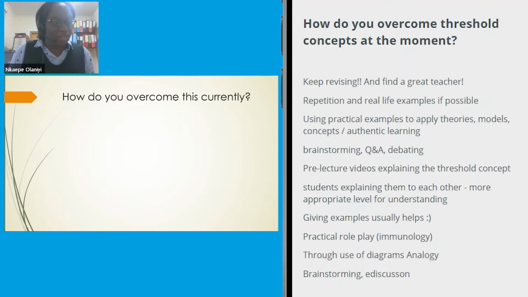Right. So, keep revising. Very great teacher, I like that. Repetition and real life examples. Exactly right, that was definitely the key part there. Using practical examples to apply the theory, brainstorming, Q&A, debating, pre-lecture videos, really good. Students explaining them to each other. Giving examples usually helps, very much so. It's always good to have a real life example, especially in the sciences or in any subject actually, just to be able to put that concept firmly in your mind. Brainstorming, use of diagrams, also key. So thank you so much for that. Those are definitely what I expected to see.